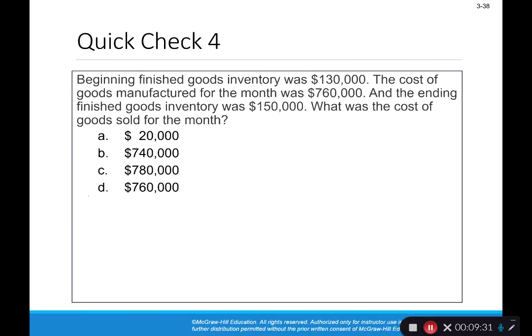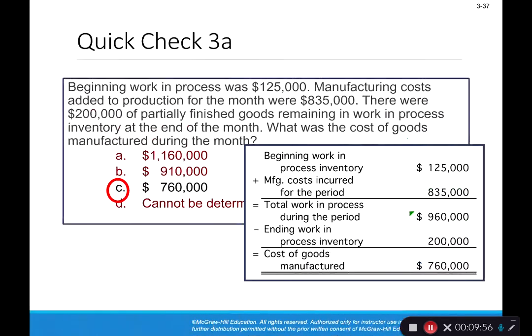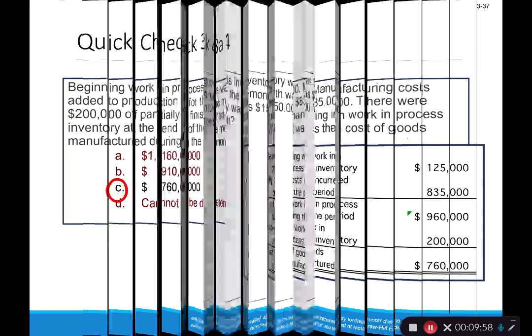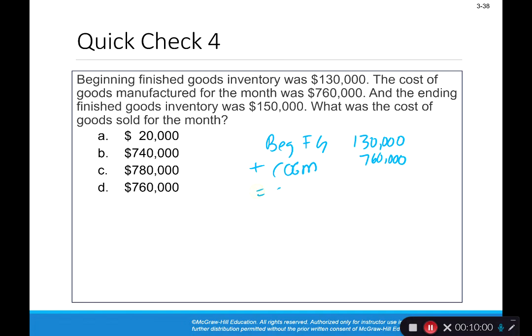Quick check 4. Give it a pause. And welcome back. I hope you had fun trying this one out on your own. We're looking at the finished goods formula. So beginning finished goods is 130. To that, we're going to add our cost of goods manufactured, which is 760. That we calculated back here in the previous problem. That's going to give us my favorite, a little COGAS.